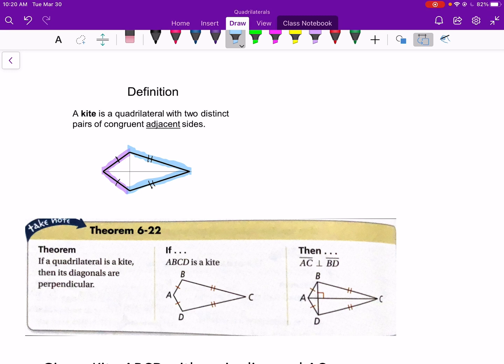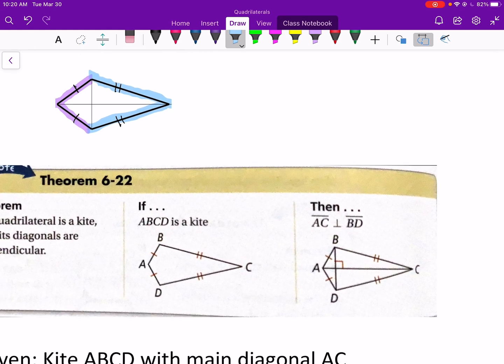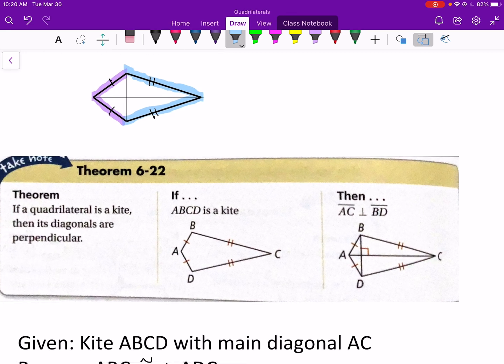Our theorem 6.2 says that if a quadrilateral is a kite, then its diagonals are perpendicular. Perpendicular means they meet at a 90-degree angle. So if you look at this picture on the right, our diagonals are the lines that go from one corner to another, so BD and AC. Basically, all this theorem is saying is that the angles where the diagonals meet are all 90 degrees. They are all right angles, all four of them.